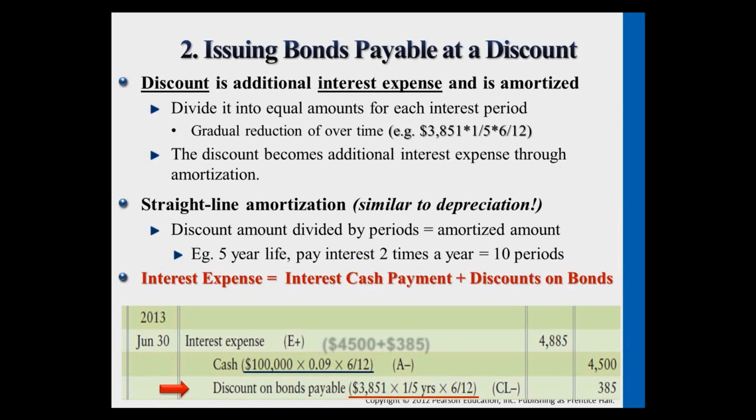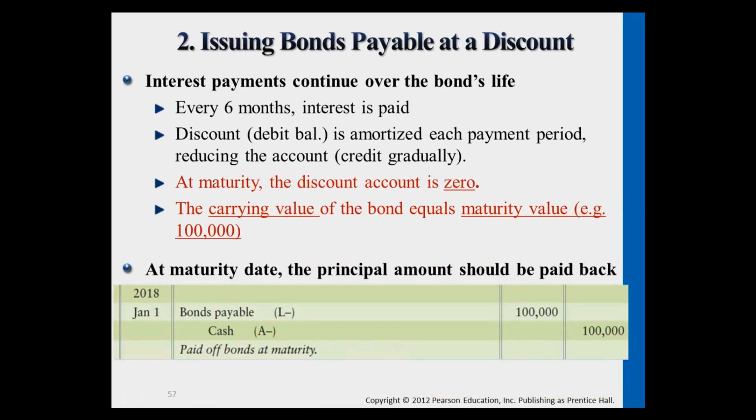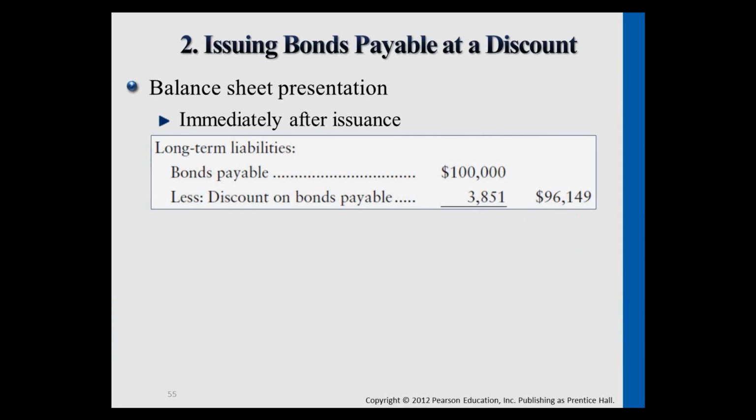Okay, now when it comes to the end of the bond's lifetime, again, we're just paying $100,000 because this reduces every half a year. So that discount contra account basically disappears at the end. We're just paying back the full amount, $100,000, at the end. Okay, we'll take a look at these entries from the beginning.